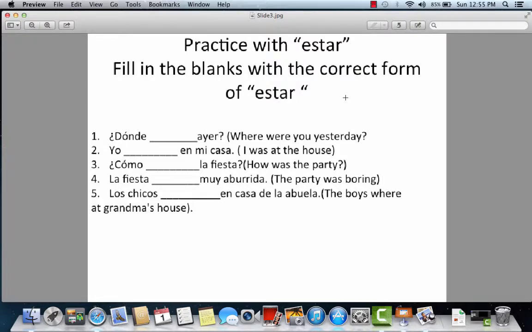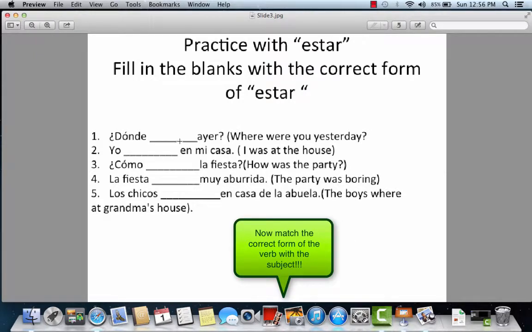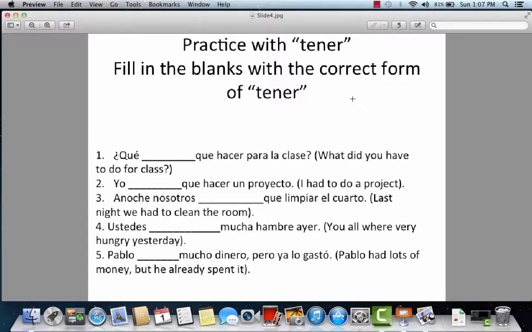Now that you remember the forms, all you need to do is figure out who the subject is to correctly fill in the blanks. In these examples, you have the English already for you, so it's easy to figure out the subject. For example, in the first one, where were you yesterday? We know that you is the subject. So, all you need to do is figure out which is the you form of the verb estar in the preterite tense and fill in the blanks with the correct form. Do the same for the rest of the examples. Figure out who the subject is, then match it with the correct form of the verb estar in the preterite tense.